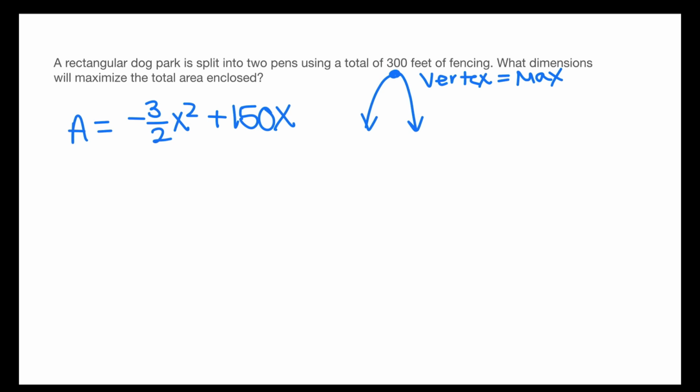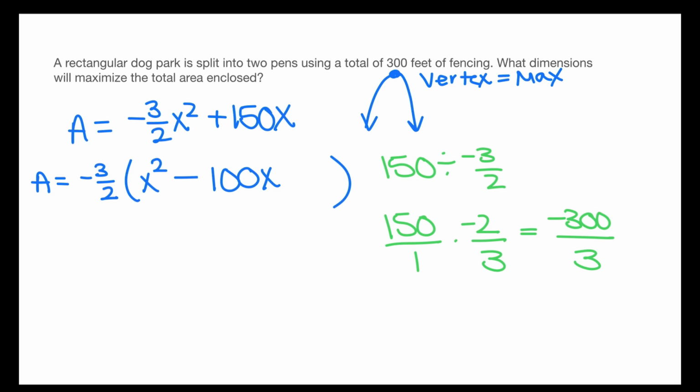We'll see eventually that there are two ways that we can do this, but I'm going to start by using that method of completing the square to put this in vertex form. If I'm going to complete the square, the first thing I have to do is factor out the negative 3/2 because I need that x squared to be by itself. So I get a equals negative 3/2 x squared. And then I also have to take the negative 3/2 and divide that out of the 150.